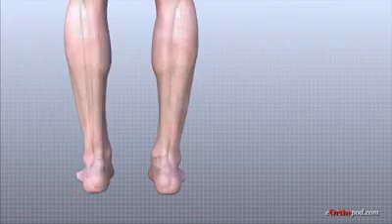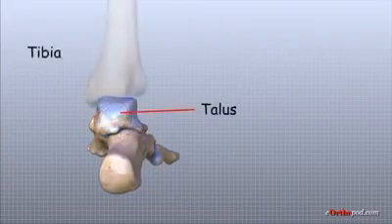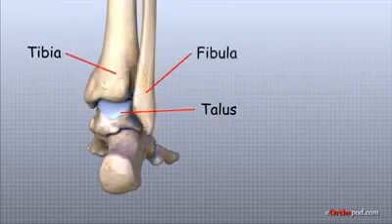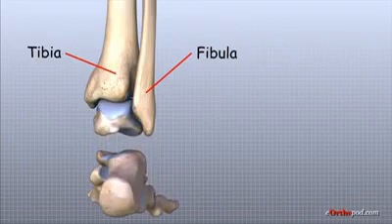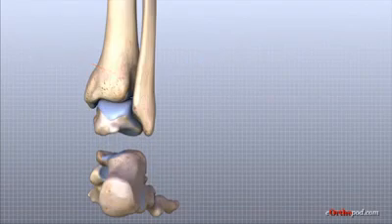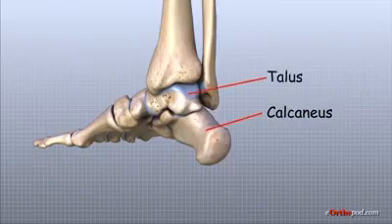The ankle joint is formed by the connection of three bones, the talus, the tibia, and the fibula. The top of the talus fits inside a socket that is formed by the lower ends of the tibia and the fibula. The bottom of the talus sits on the calcaneus, the bone that makes up the heel.